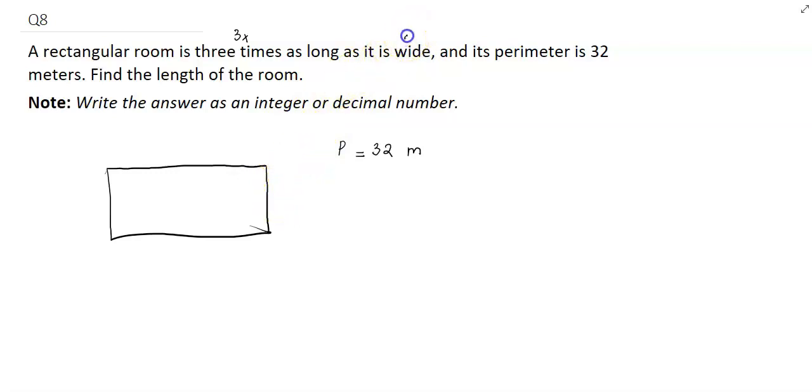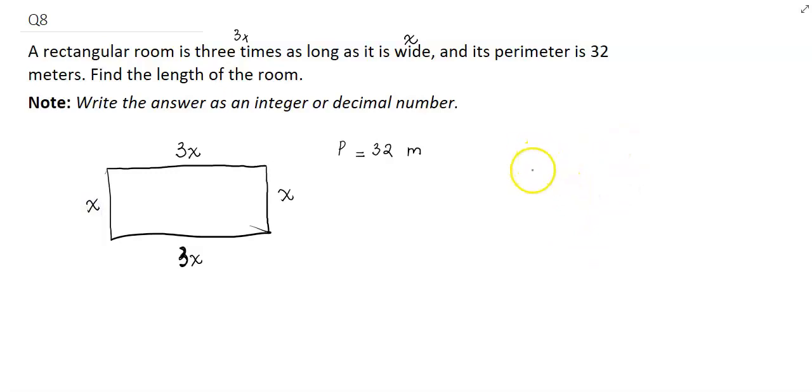So I'm going to choose any variable. I'm going to call this width x. And then my length has to be 3 times this x. So I'm going to put x here, and I'm going to put 3x here. And of course, by the definition of a rectangle, if one length is 3x, the other side must be 3x. If the width is x, the other side is also x.